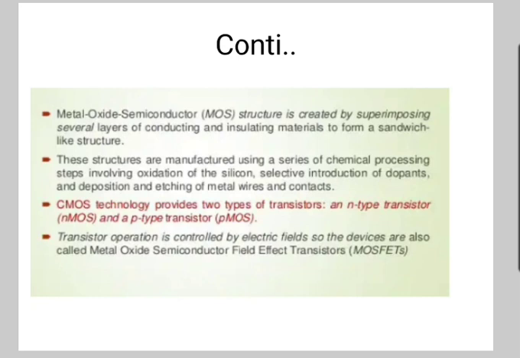CMOS technology provides two types of transistor, N-type transistor and P-type. N-type means NMOS, P-type means PMOS. The transistor operation is controlled by the electric field, so the devices are also called metal oxide semiconductor field effect transistors.